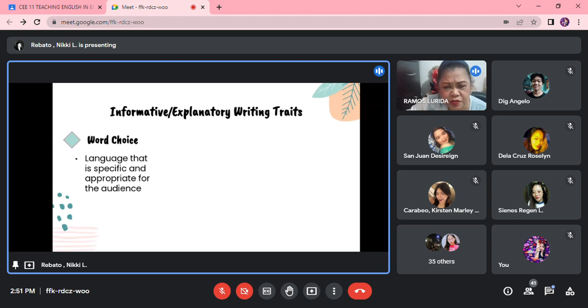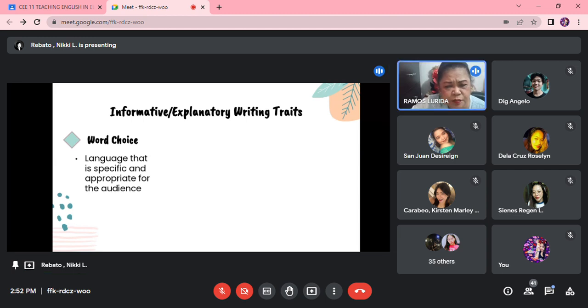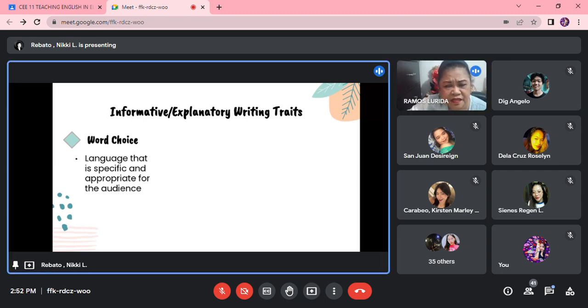Word choice is otherwise known as diction. Diction is not pronunciation. Diction is the correct choice of words. Another word for word choice is diction. Diction is not pronunciation. It is the correct choice of the word.